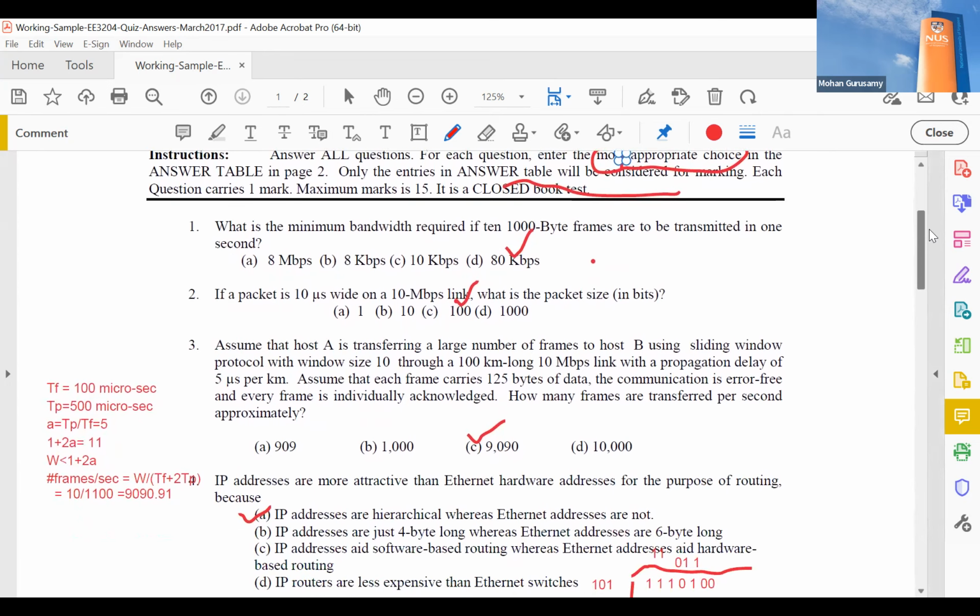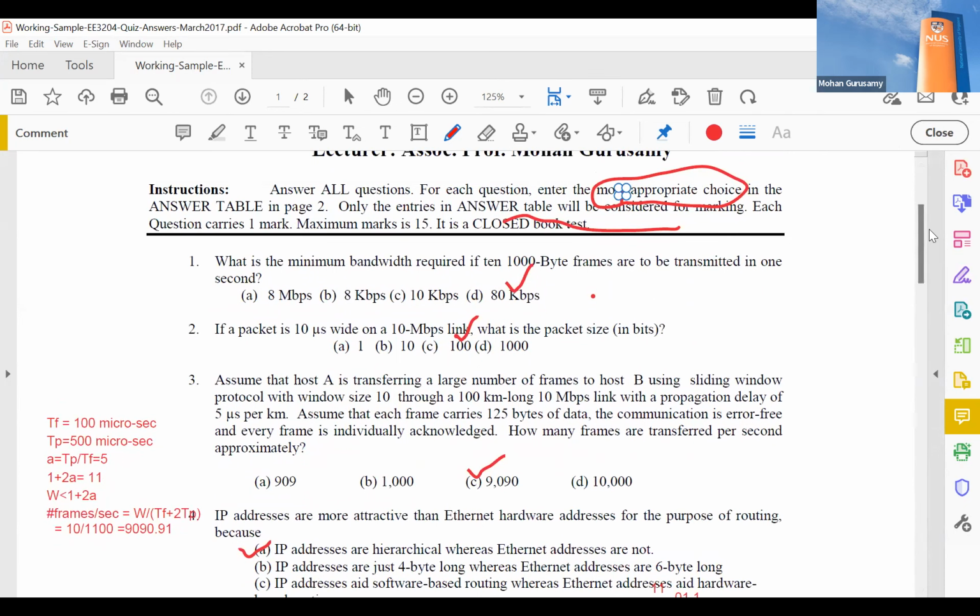Question number 1, what is the minimum bandwidth? Sorry, it's a closed book test. It's a strictly closed book test. So no help sheet, no lecture notes, nothing for reference. What is the minimum bandwidth required if 10,000 byte frames are transmitted in 1 second? That's question number 1. It's a very simple, straightforward question.